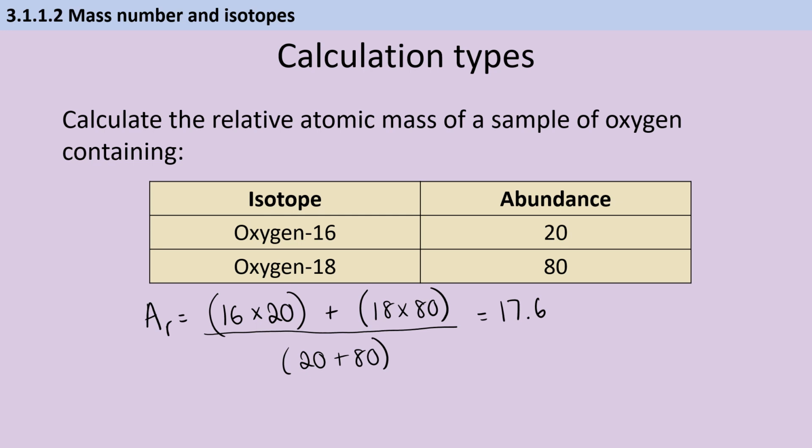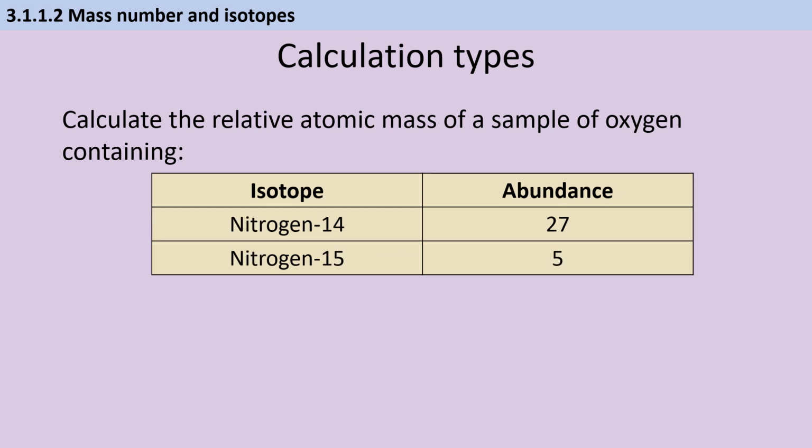It's always worth, when you do one of these calculations, having a little check at the end and saying, that answer there, is it sensible? So is it between 16 and 18? Yes. And is it closer to the more abundant isotope? Also yes. The second type of calculation would be where we're given abundance data that doesn't add up to 100.